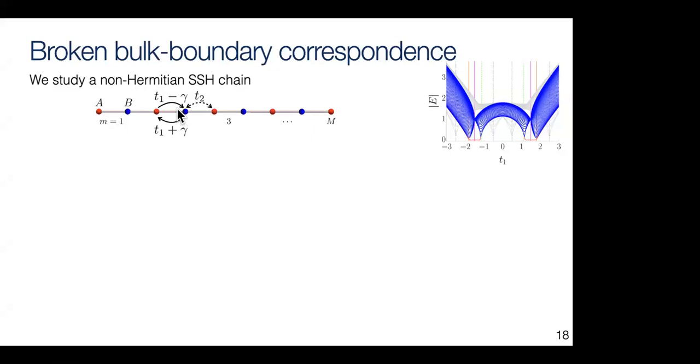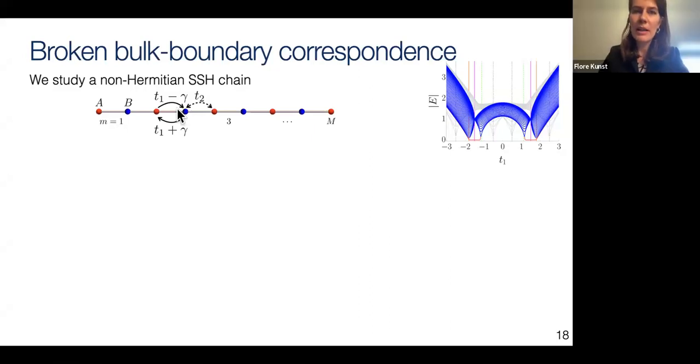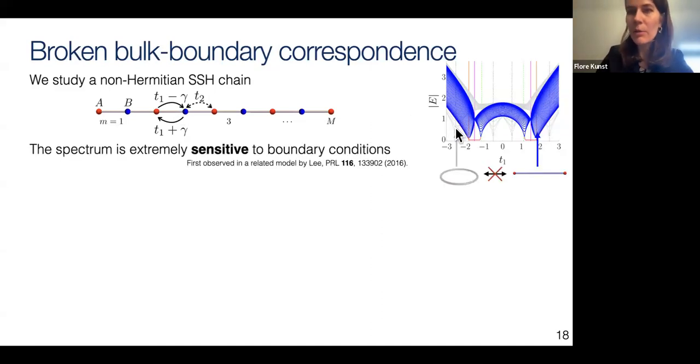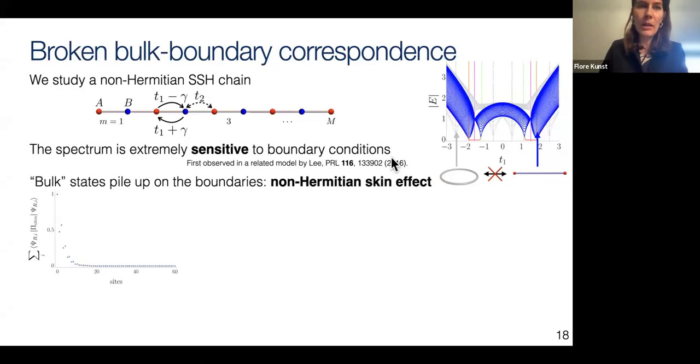Okay, so if I now have this non-Hermitian chain and I look at the spectrum under periodic boundary conditions, I see, and under open, I see the following. Namely, here in gray, you see the spectrum under periodic boundary conditions, and in blue, you see the spectrum under open boundary conditions, with this red band being the zero energy states. You see that the gap closings appear at very different points. So the spectrum is extremely sensitive to boundary conditions, and this was first observed in this PRL paper for a related model.